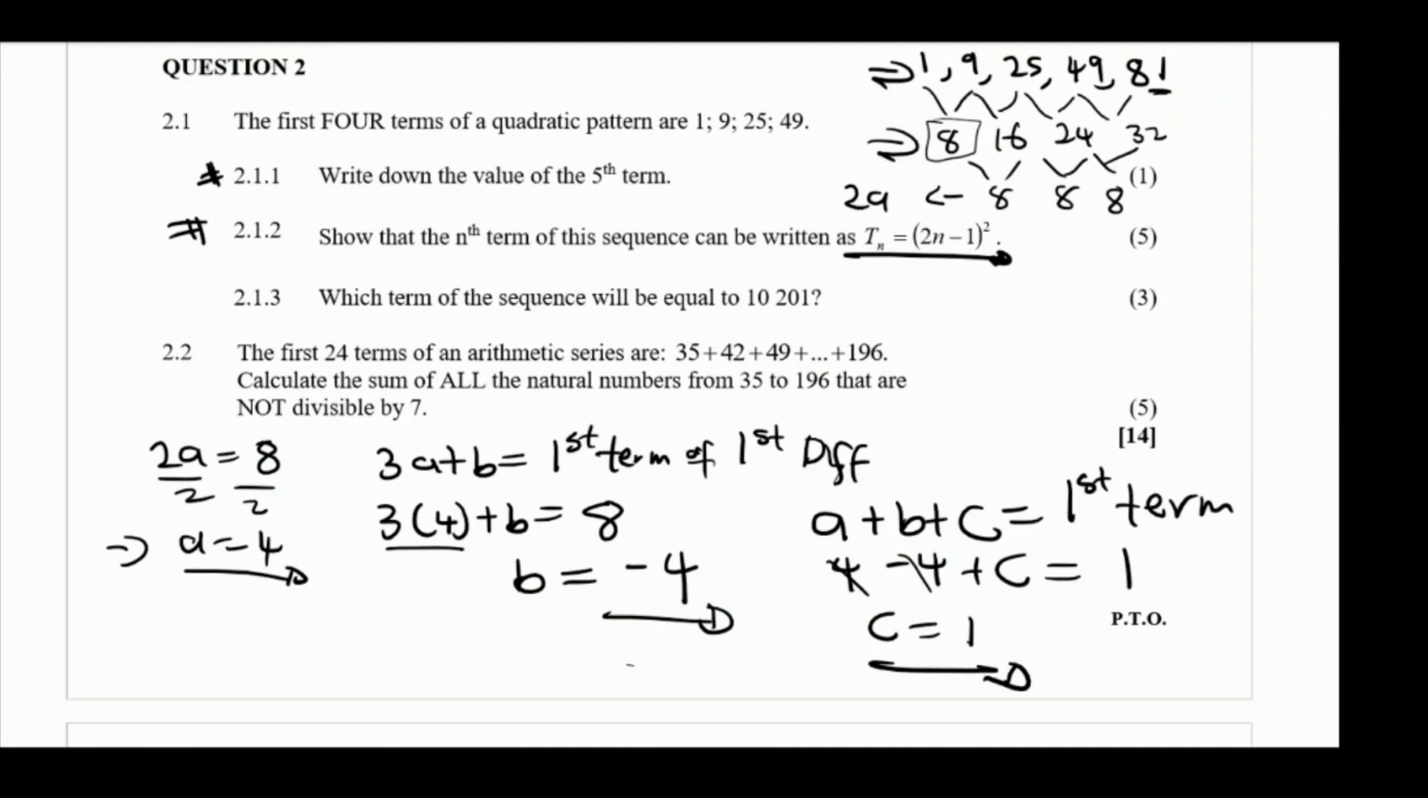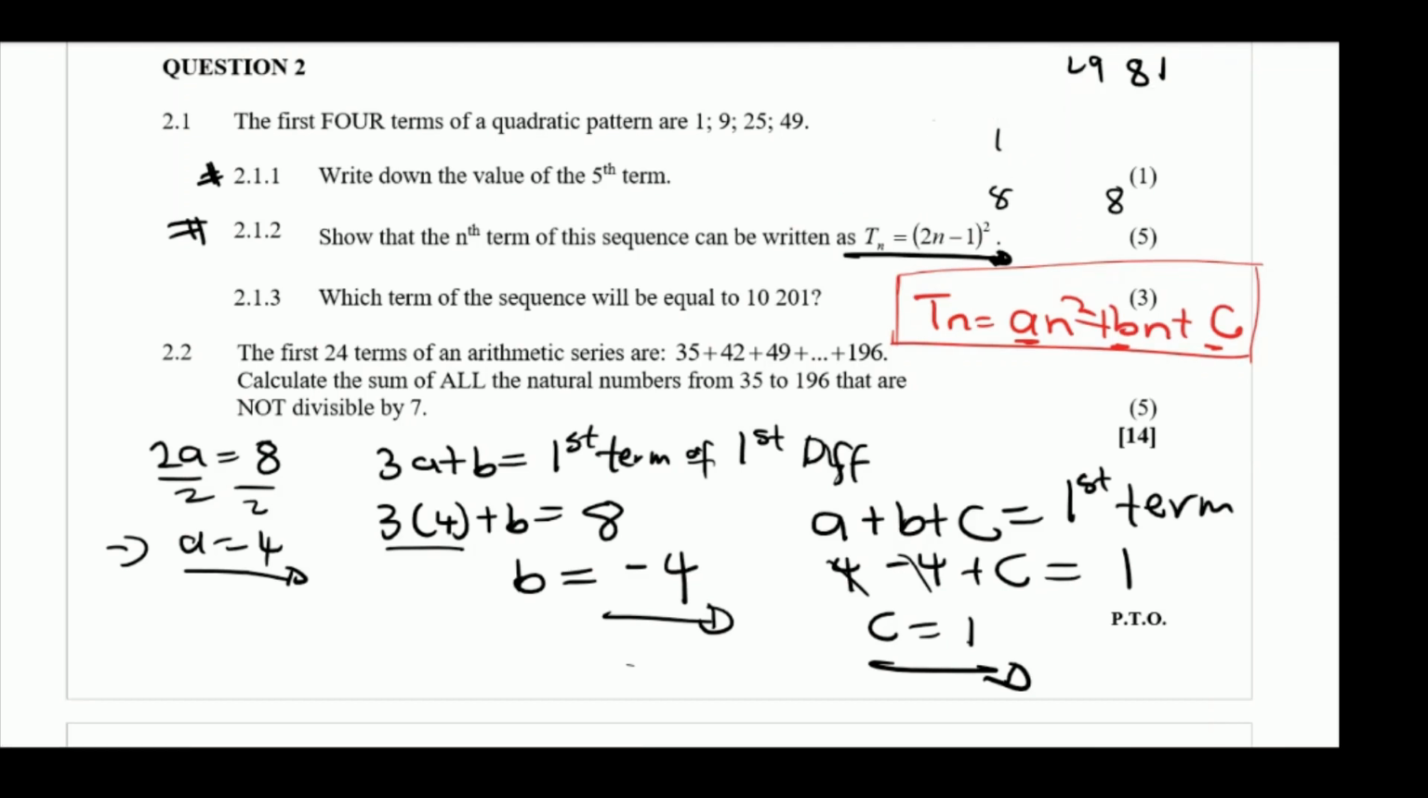So why are we finding a, b, and c? It's because this is a quadratic number pattern. The standard form of a quadratic number pattern is given as Tn equals an squared plus bn plus c, which you probably know as the standard form of a parabola. So we're going to substitute our a value, our b value, and our c value to find our equation.